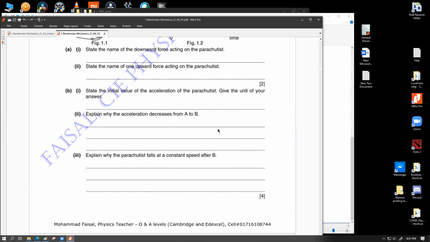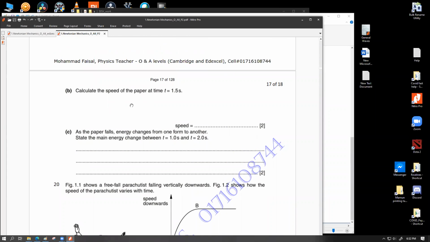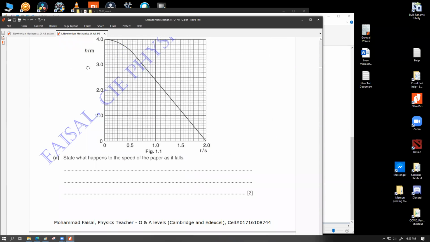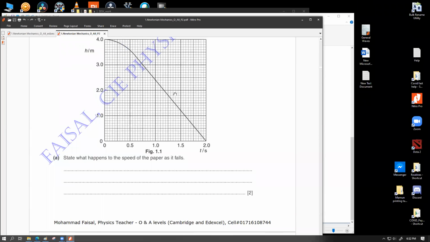Sir, can you also show 19B once? This one. Yes, sir. Calculate the speed of the paper at time t equals 1.5 second. All that you have to do is to calculate the gradient of this graph at t equals 1.5 second. Kids, remember, this is the important bit that you should always remember while working with graphs: the gradient is the quantity that you get from dividing the y-axis quantity by the x-axis quantity. So for a height versus time graph, which is distance over time, the gradient is speed. So you have to calculate the gradient of this graph at this point.